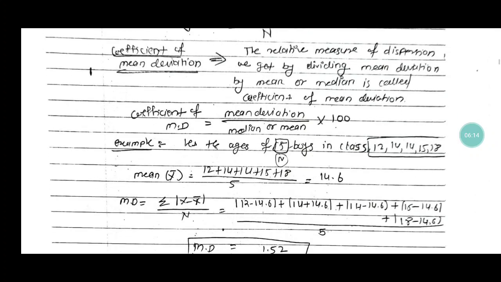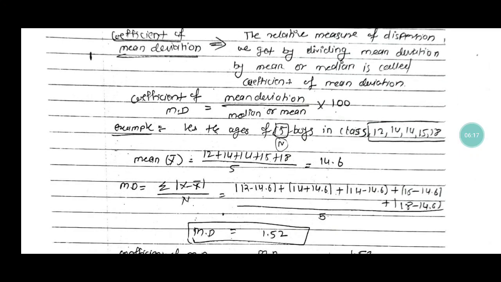For example, let's see the ages of 5 boys in the class, that is 12, 13, 14, 15, 18. So the mean is 12 plus 13 plus 14 plus 15 plus 18 divided by 5, because in the class the boys are 5. So divided by 5 and we got the answer 14.4, where the mean deviation, that is sigma of x minus x bar divided by n, where 12 minus 14.6 plus 14 plus 14.6.